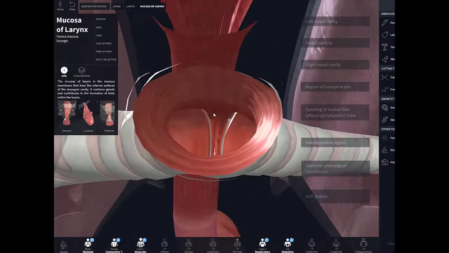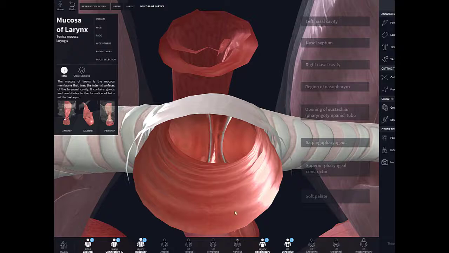If we then go even further down, this is actually an interesting view as well. This is the bifurcation of the trachea, usually at the level of the T4-5 IV disc, and this region is called the carina. And then you have here the esophagus behind there.